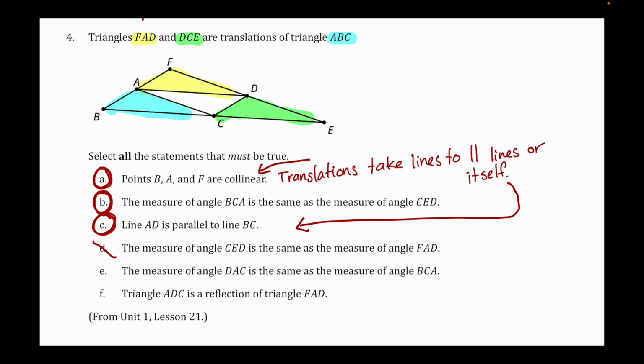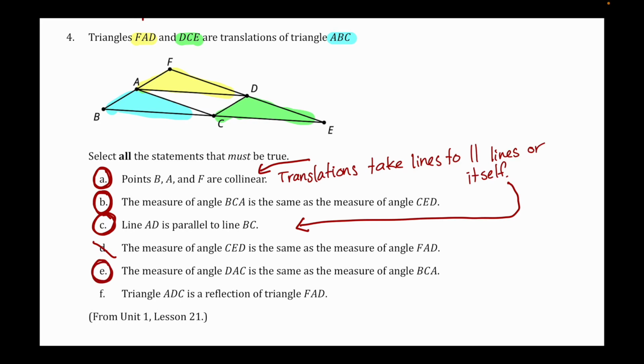Option E says the measure of angle DAC is the measure of angle BCA. So DAC is the measure of BCA. And that is also true based on parallels. Even though that white triangle isn't considered one of the triangles I translated, those two angles, we know those lines are parallel. We just said that in the last one. These are actually alternate interior angles with each other if we think about that diagonal between them as the transversal. So this is true as well.